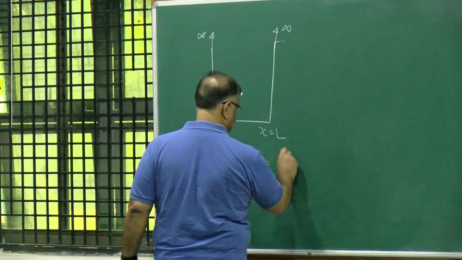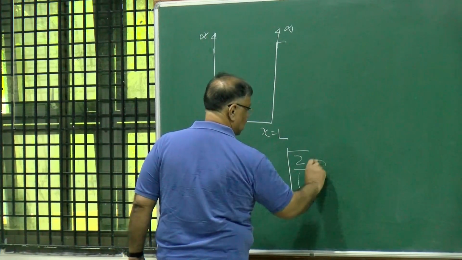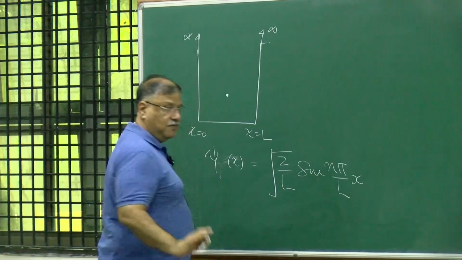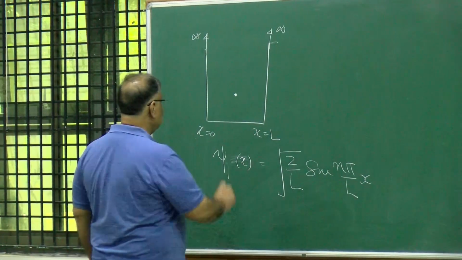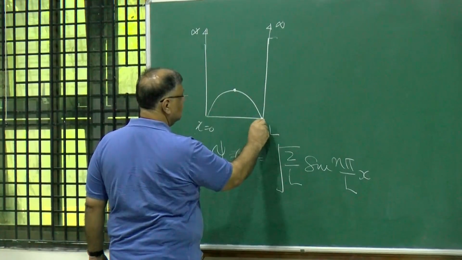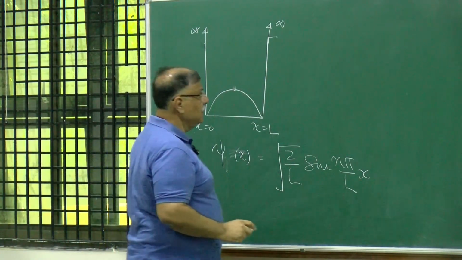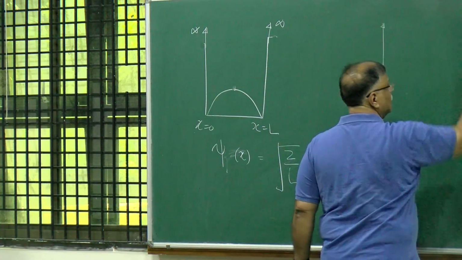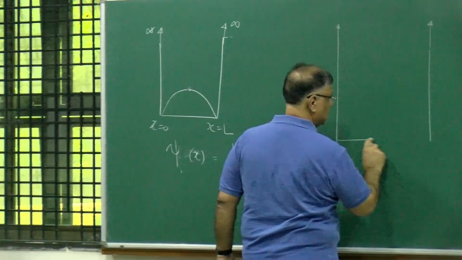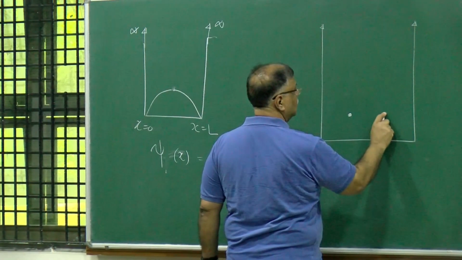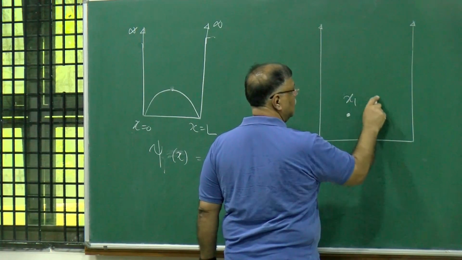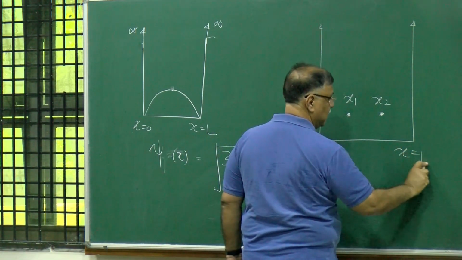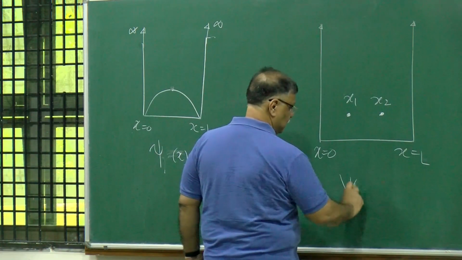Okay, so that's very nice. It's root 2 over L sine n pi x over L. Very good, right? And how does the wave function look? Ground state wave function looks like this, right? Okay. Now let's complicate the issue a bit. Put 2 electrons here, x1, x2, between x equals 0 and x equals L, and they are interacting.